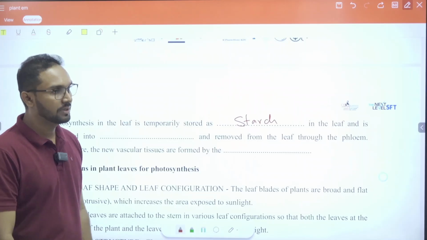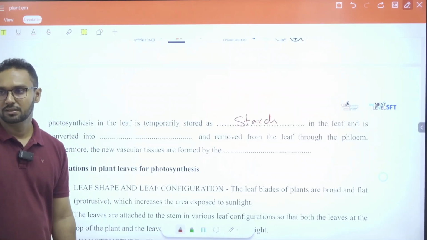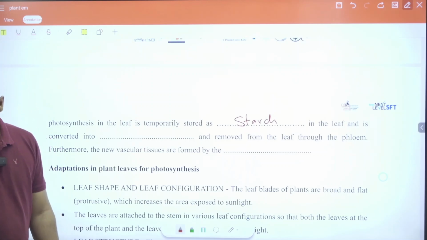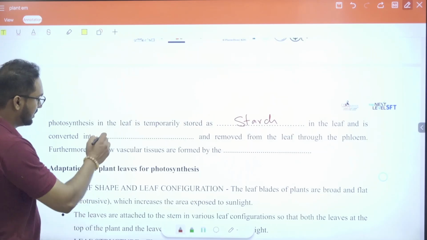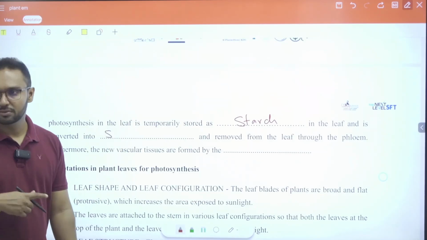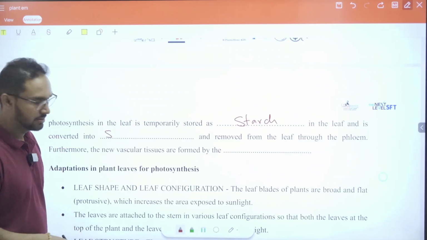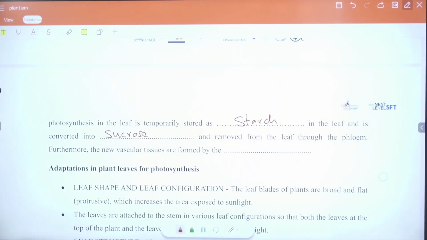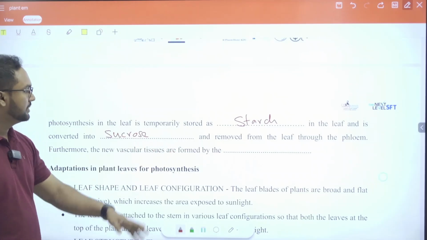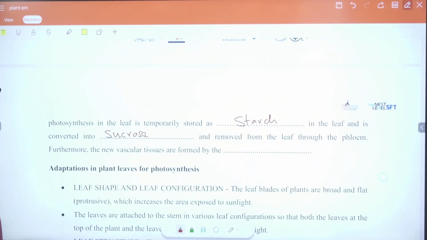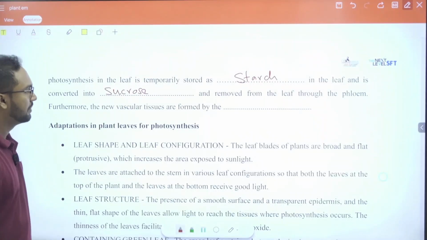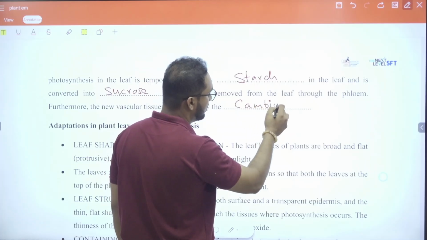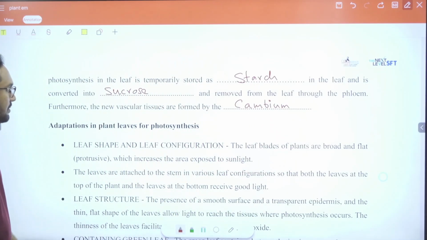Now, what is the transporting form? Glucose is produced, transported as sucrose, and stored as starch. Those are three things. When it is transporting, it should be sucrose, and it is removed from the leaf through the phloem. Furthermore, the new vascular tissues are formed by the cambium, because the cambium produces the new xylem and phloem. That is one of the meristematic tissues.